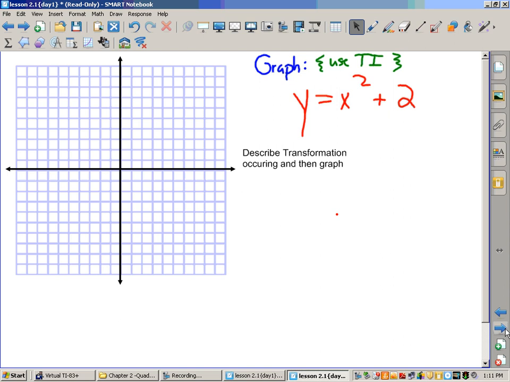Ideas are good, but the verbiage is not good. You can write that better. I'm asking for the transformation that occurs. Up is not a transformation. Slides is not a transformation. Shifts is not a transformation. Move up is not a transformation. Transformations, I believe we can reflect, we can compress, we can stretch, and we can translate.